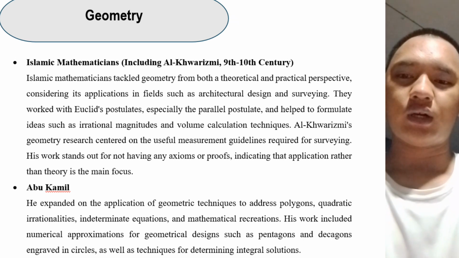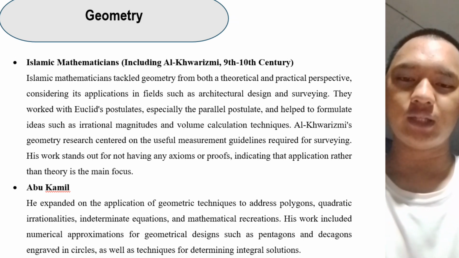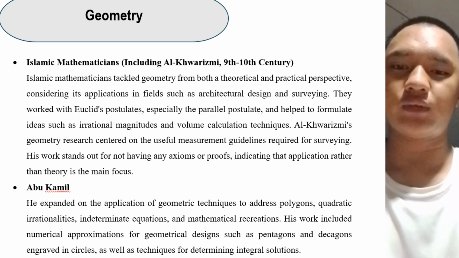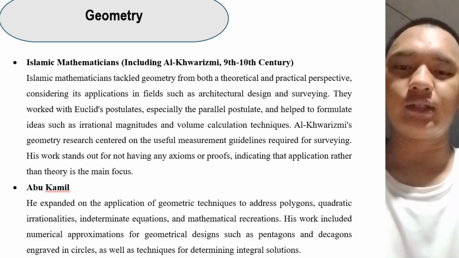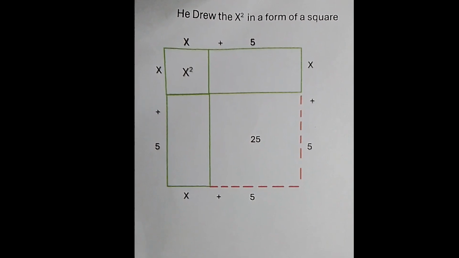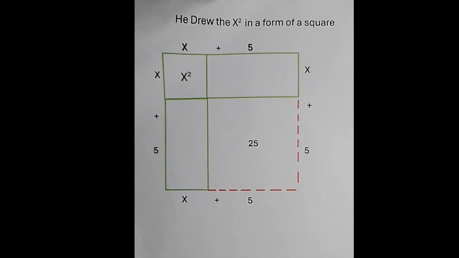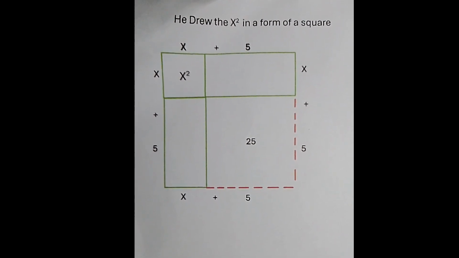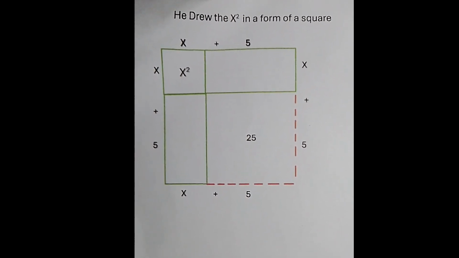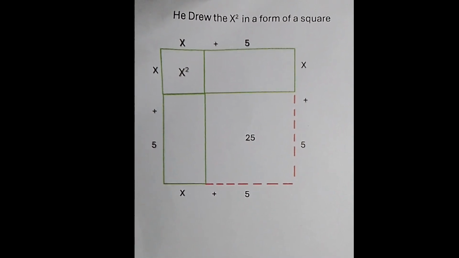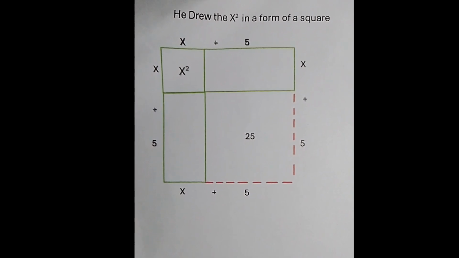So, x squared plus 10x equals 39 is a quadratic equation, but he didn't use the quadratic equation to solve it. He used geometry instead. So here's an example of it. As you can see in the example, this is what he did. First, he used x by x to make a square, x squared, and then he added 5 width and x height, and on the other side 5 height and x width.